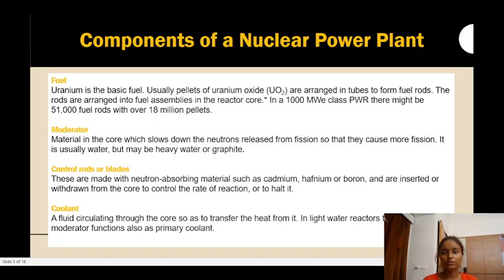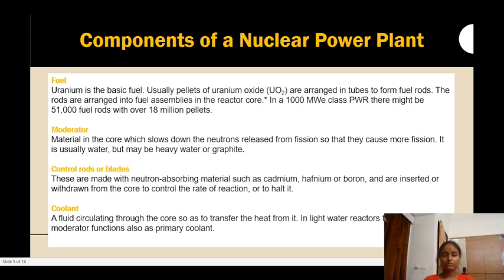So the components of a nuclear power plant, elaborating on it. Fuel: the uranium fuel is basically pellets of uranium dioxide arranged in tubes to form fuel rods. The moderator: material in the core which slows down the neutrons released from fission, so they cause more fission. It is usually water but may be heavy water or graphite. Heavy water is D2O, which is quite a common moderator.